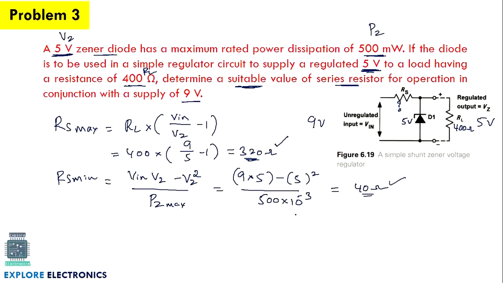So RS maximum is 320 and RS minimum is 40. Now we need to select the suitable value. For a suitable value, we need to choose a value in between these two. So I am choosing, rounding off, 150 ohm as the suitable value in between 320 and 40, so that it will be regulating to 5 volts.